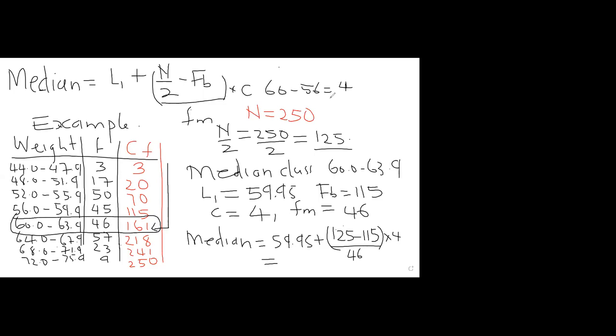Or the usual way: you do upper class boundary minus lower class boundary. This is the traditional way of doing it. But since I've not given you this, I took a shortcut which can work, and it's always true. You just say 60 minus 56, or 64 minus 60, it will work. These are the same classes. That's how I get the 4.